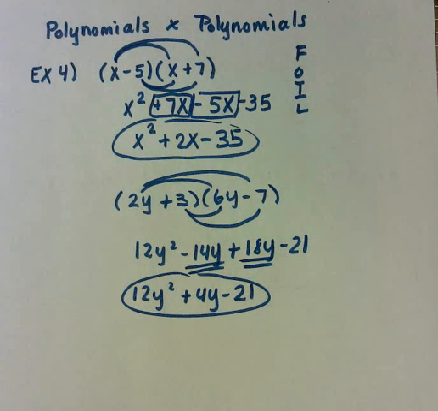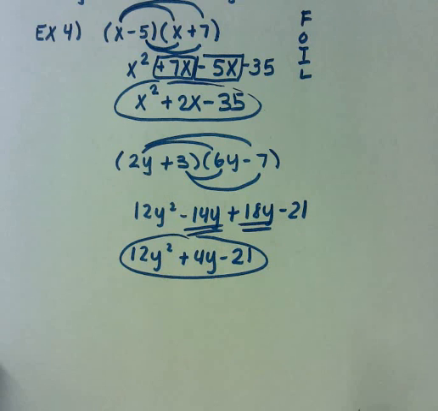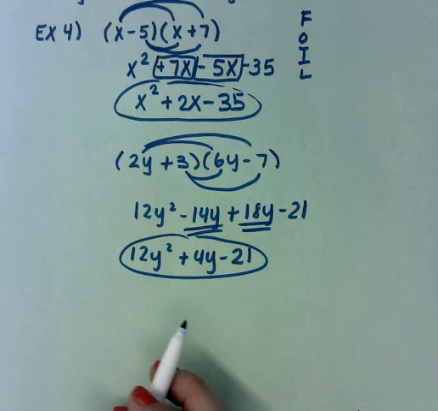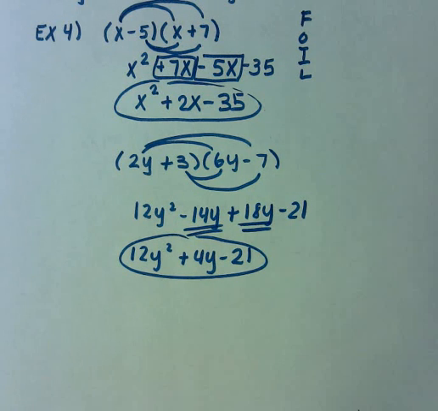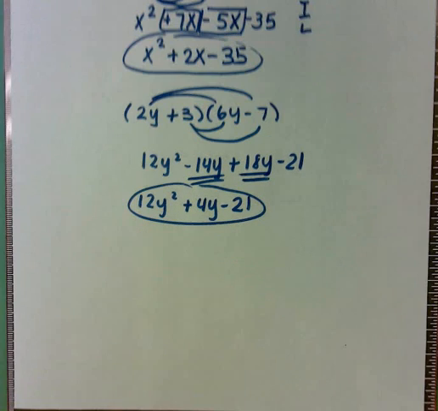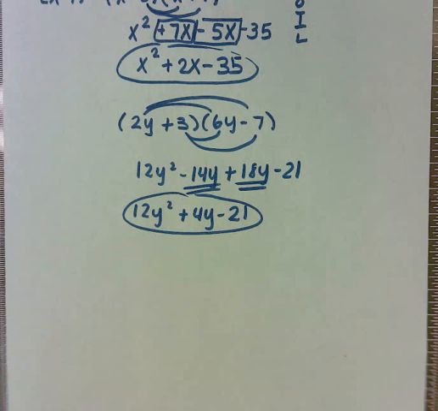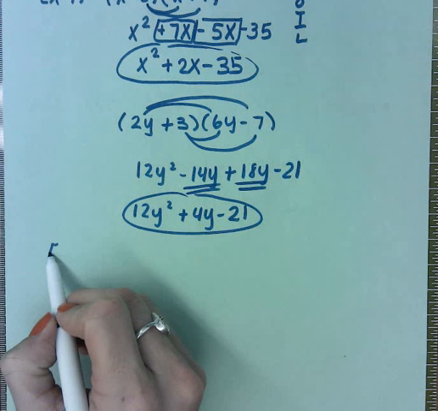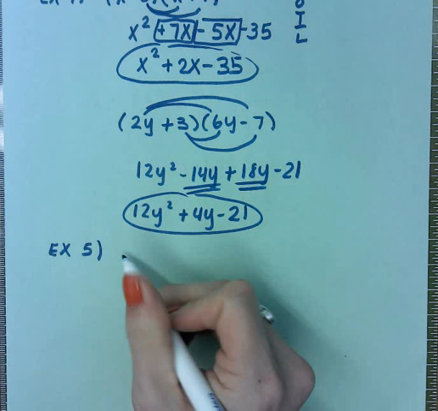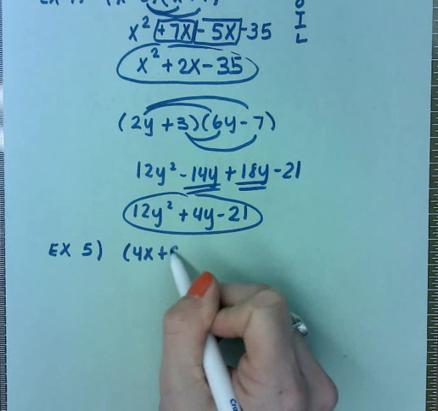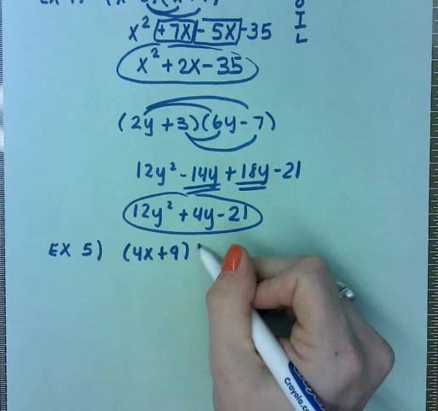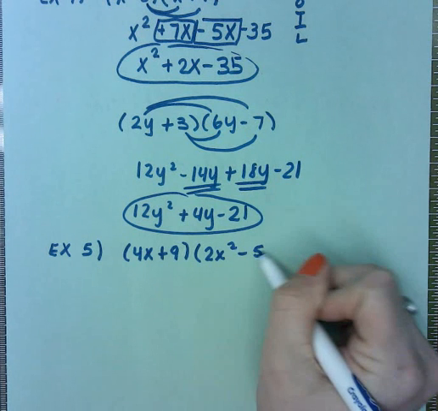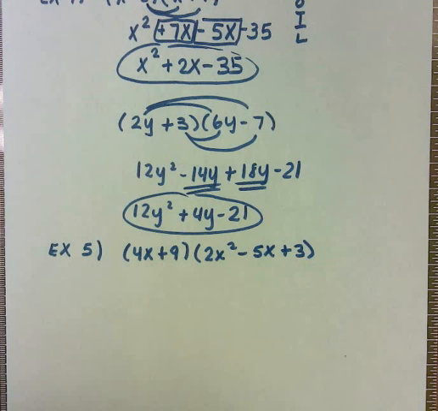All right, so the last example was a binomial times a polynomial. And yes, this is where it gets a little more confusing, so let's make sure we're paying attention here. So, example 5. We have a binomial, 4x plus 9, times a trinomial, 2x squared minus 5x plus 3. Now I'm going to show you two different methods to do this, and it's totally your choice what you prefer. So let me get through both, and then you can choose.